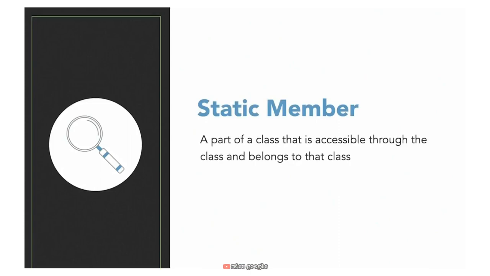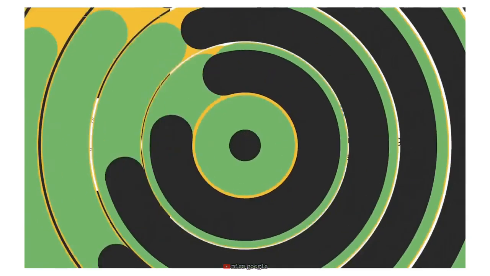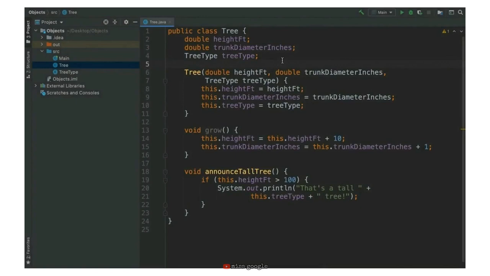A static member is accessible via the class and belongs to the class. It should be an attribute or behavior that's not based on a particular instance, but rather belongs to all of the instances of that class. Height, trunk diameter, and tree type can all vary between different instances, making them non-static members. One static attribute we can create in our tree class is trunk color. Every tree instance should have this specific trunk color, whether it's a super tall maple tree or an oak tree that's just been planted.